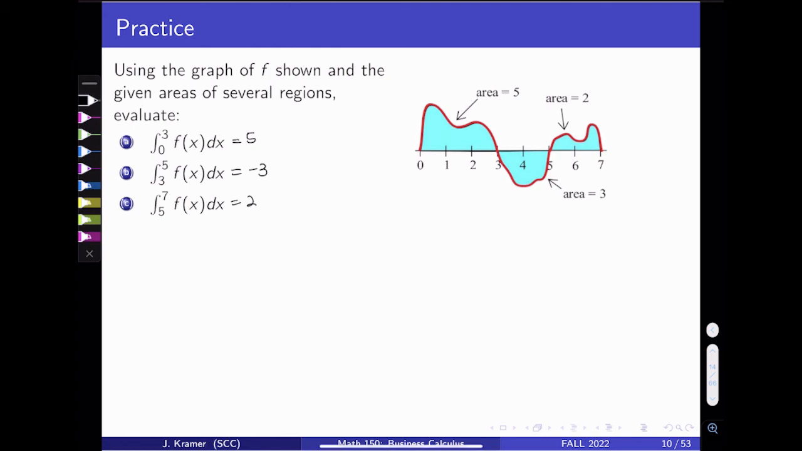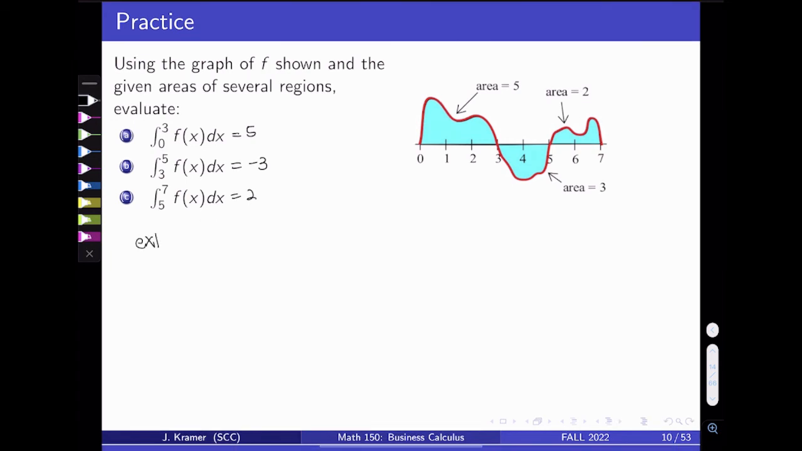Now we can extend this, and we can consider the integral from 0 to 7 of f of x dx, which is our positive 5 minus 3 plus 2 for a net area of 4.